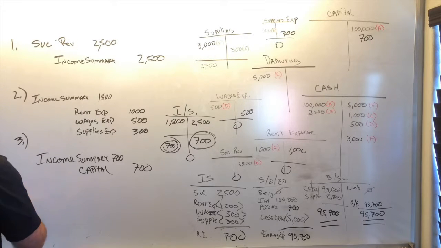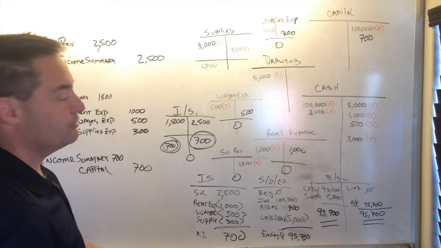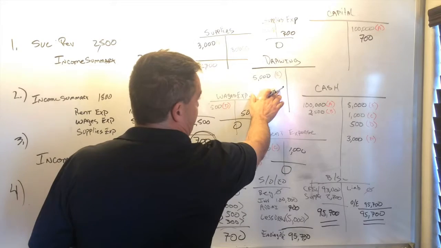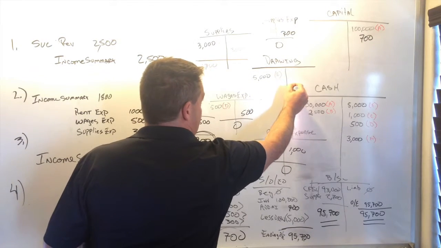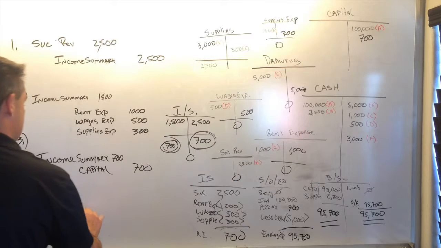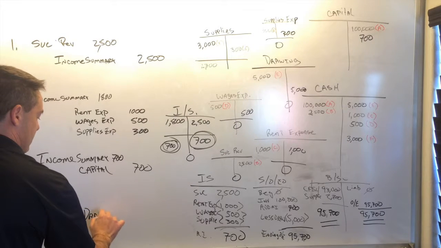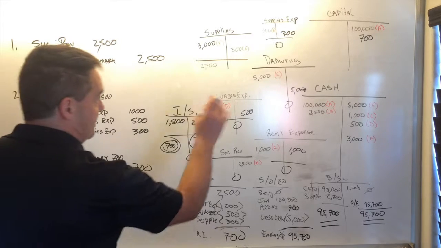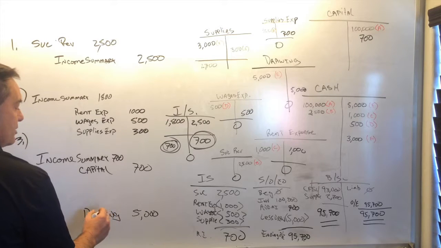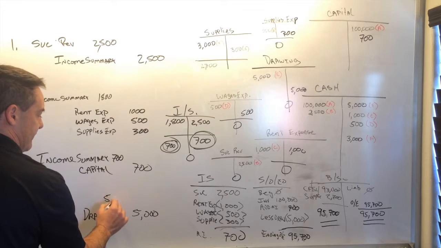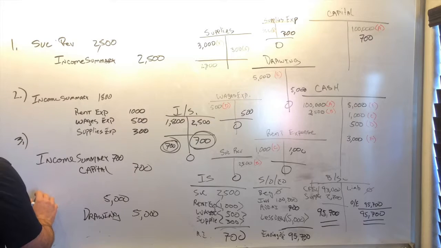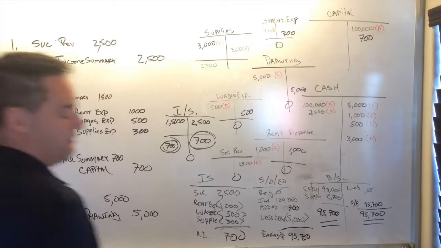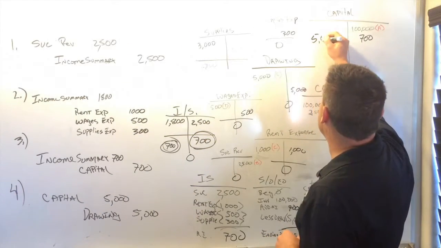Fourth and final closing entry is to close down the drawing account. So drawing has a debit balance of $5,000. I want to make it zero, so I'm going to have to credit the drawing account for $5,000. And that will make my drawing account zero. And if I credit drawing for $5,000, I got to debit something for $5,000. And the account that I am going to debit for $5,000 is the capital account. So capital would get debited for $5,000.